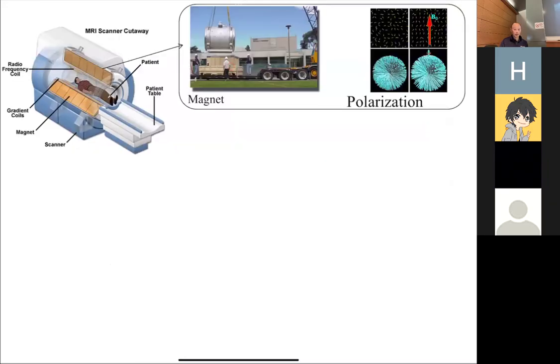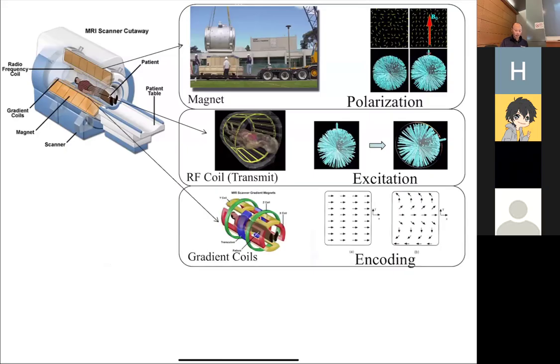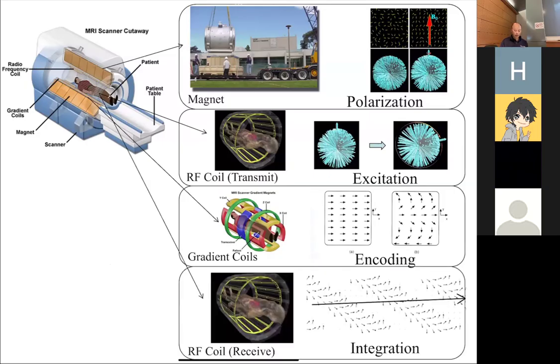Okay, so any questions on that? So we've done excitation, a little bit of relaxation. So now we're going to move on to encoding, which is where the magic happens. Encoding and integration are what we need to understand how we actually make an image. How does MRI actually work?